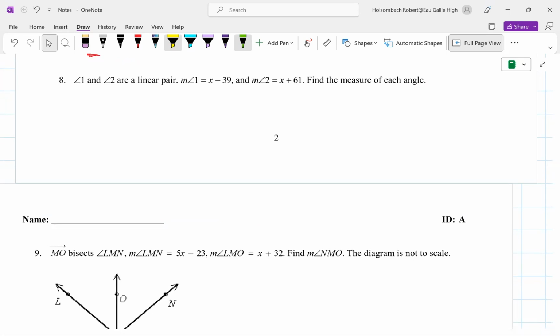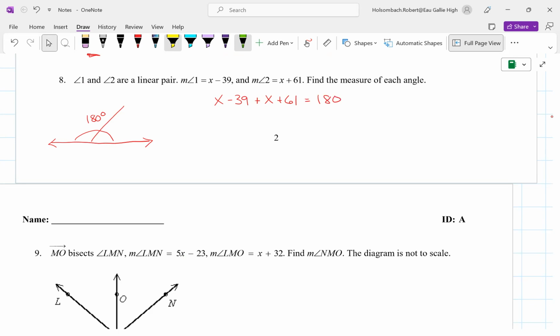Angle 1 and angle 2 are a linear pair. Find the measure of each angle. If they're a linear pair, they form a straight line, don't they? And if they're a linear pair, what do they sum? 180. So x minus 39 plus x plus 61 is equal to 180 degrees.